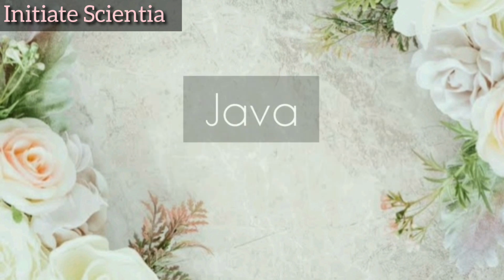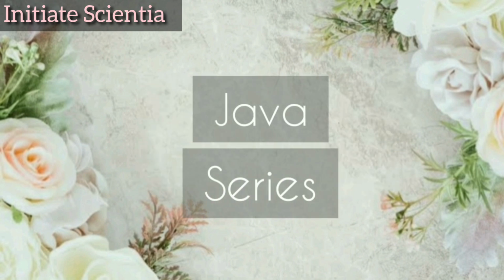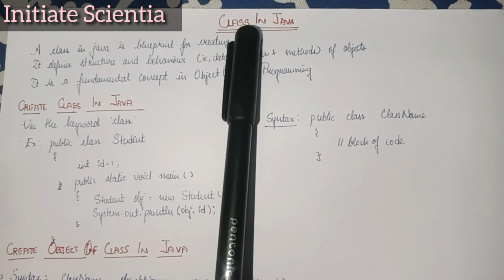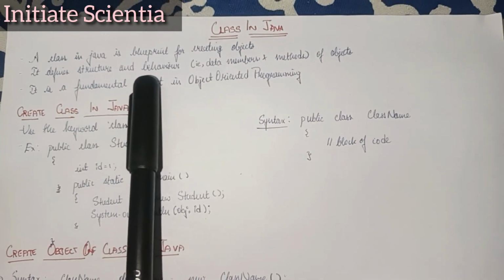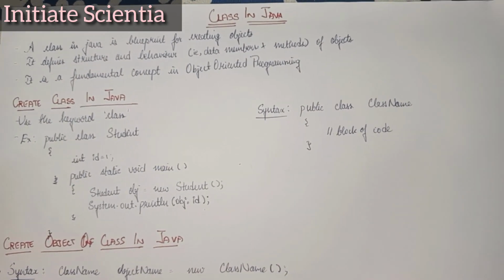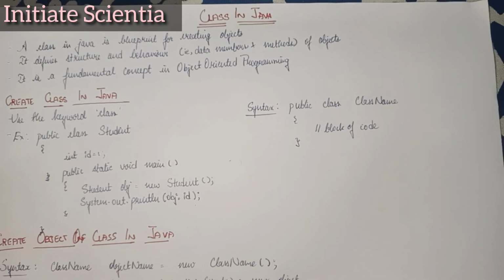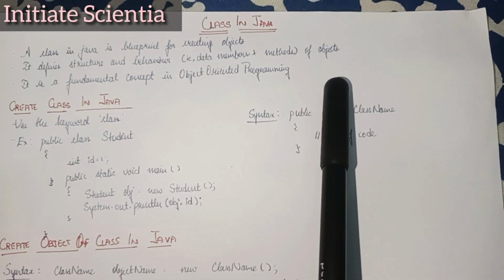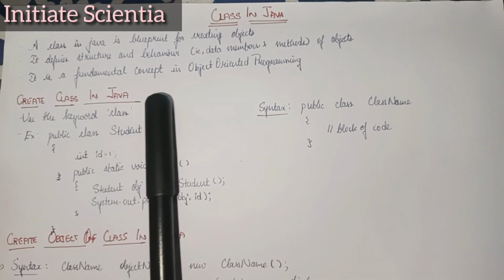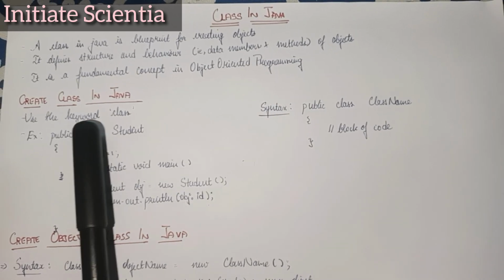This is the Java series. Class in Java. A class in Java is a blueprint for creating objects. It defines structure and behavior, that is, data members and methods of objects. It is a fundamental concept in object-oriented programming.